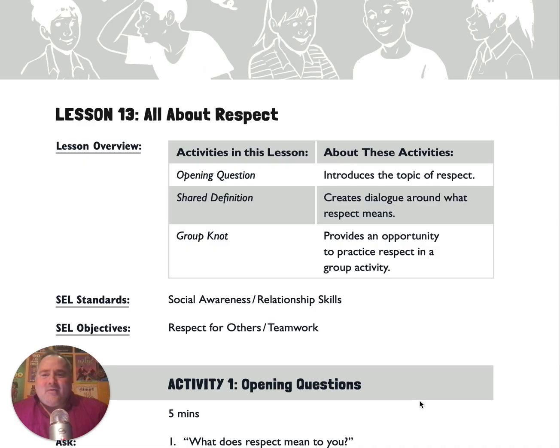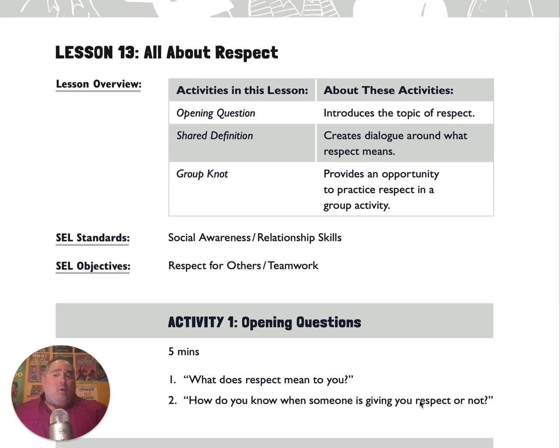All right, here we go. We have the first lesson, lesson 1 for us, and lesson 13 in the book. It's all about respect. We'll start with the opening question. We do a shared definition. It's a great exercise always to start any unit. And then we do the group knot. Really, really fun game for kids and really teaches respect.